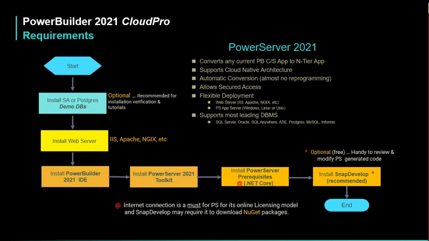You can see the list there. You may notice other ones, like, for example, HANA is not on the list, but all the other major ones are. The only reason for that is the HANA database management system at this point in time does not have a .NET Core database client. As soon as it does, then PowerServer can support it. That's why it's not on the list today.